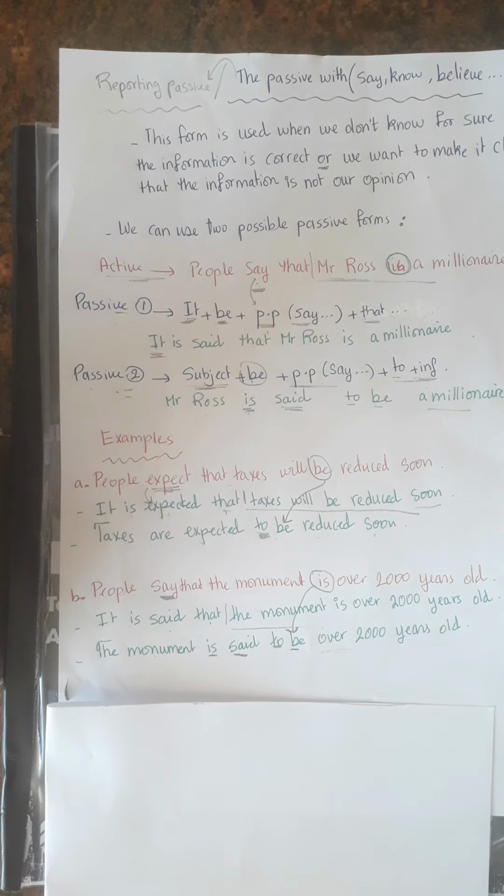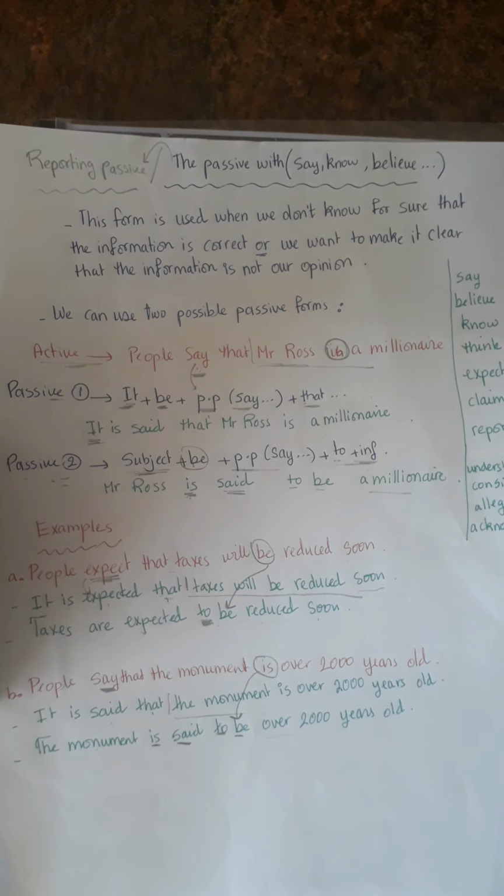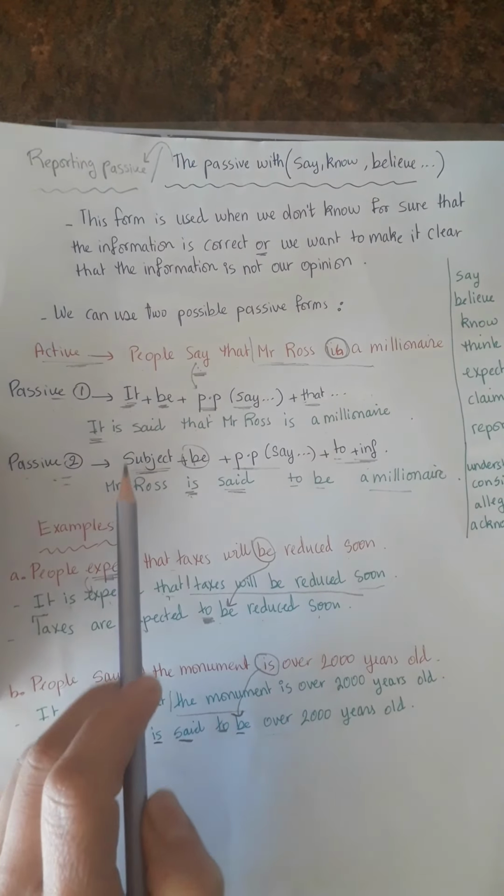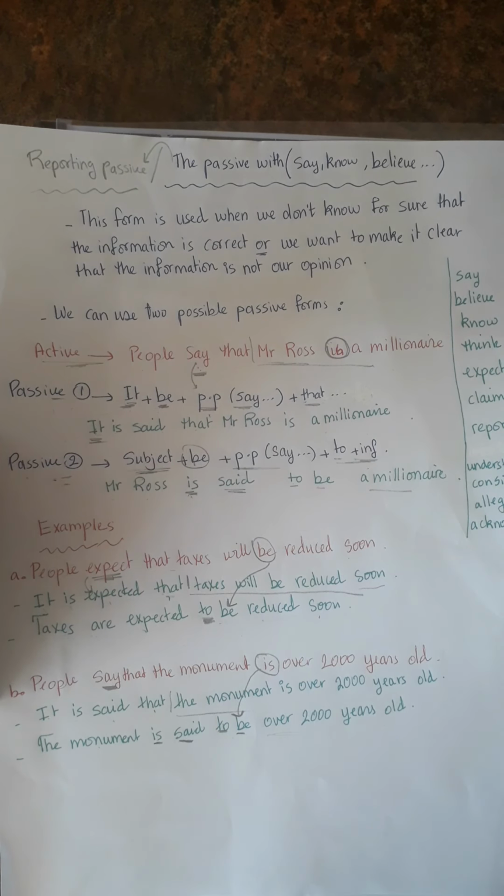Okay. In conclusion, we learned about how to report some passive sentences using certain verbs like say, know, believe, etc. It's good to know that you can use more than the present simple tense in these two structures, but our book only focuses on the present simple tense, and so I also focused on it only.